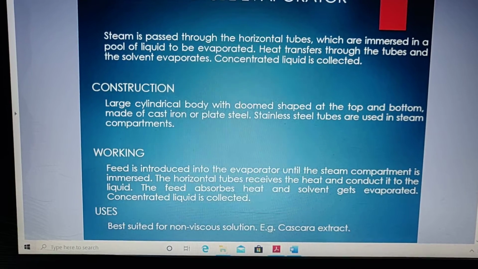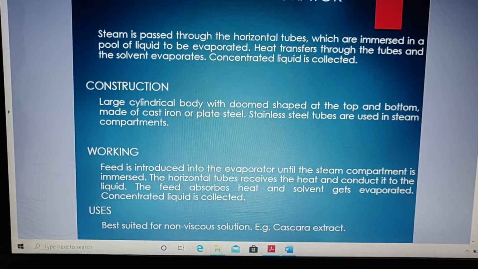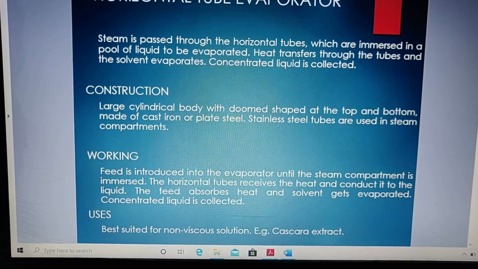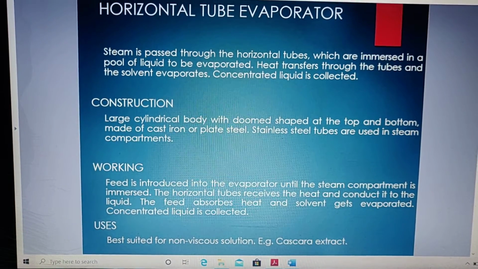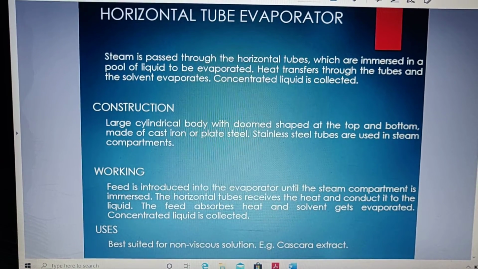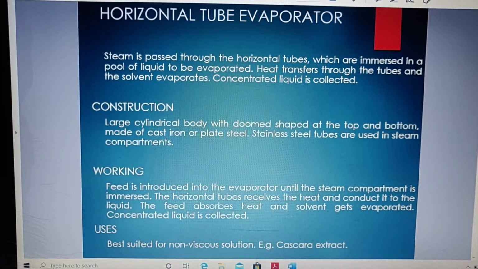Uses: this is best suited for non-viscous solutions. Example, cascara extract. Cascara is also a herbal drug, like earlier it was licorice extract. Licorice meaning jeshtamad. If you search, you will get to know what jeshtamad is, and it is part of the bark of a plant. This is cascara extract. This is also one example of a herbal drug.